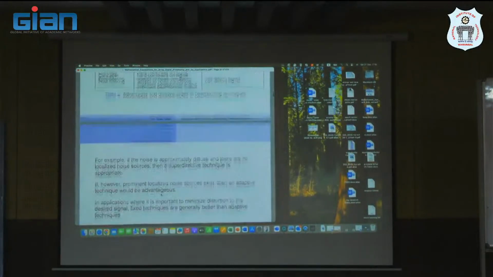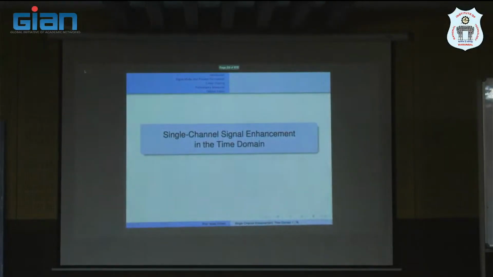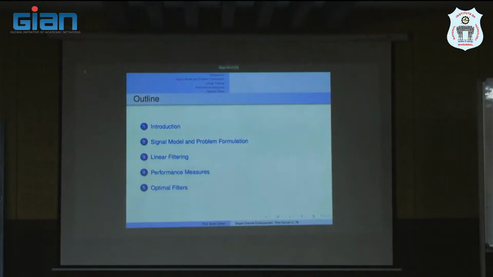Now I want to continue with single channel signal enhancement in the time domain. So we finished the overview of the objective. Now that you understand, we can continue with more details. Single channel signal enhancement means that we have a single source and a single sensor, and at the single sensor we have the desired source and the undesired. I will talk about the signal model and problem formulation, linear filtering, performance measures, and optimal filters.